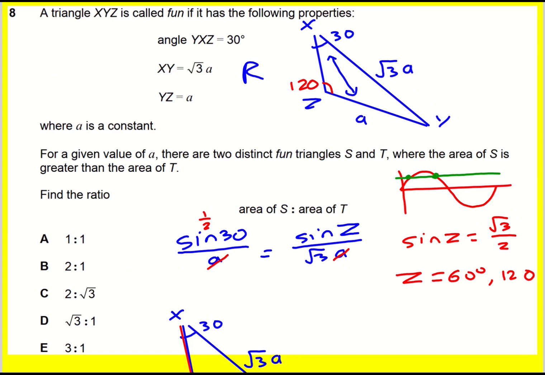So now, because I've got two of the angles, I've actually got all of the angles. That there is also 30 degrees, and now I can use half AB sine C, because I've got two sides and the angle in between. So half times A times root 3A times sine 30. Sine 30 is a half, so I'm going to get root 3A squared over 4. But sorry, I don't know why I called it R, I meant T.